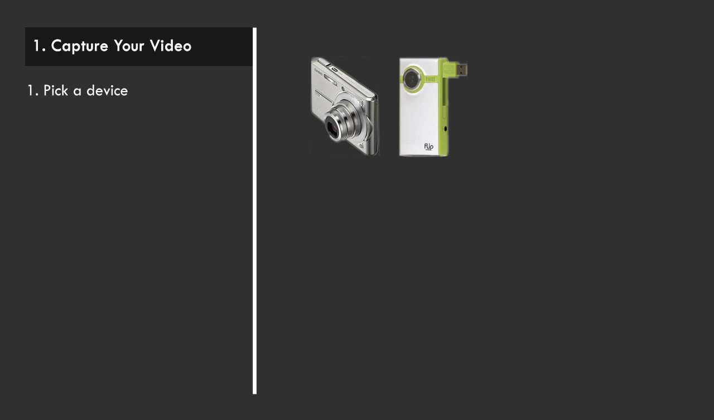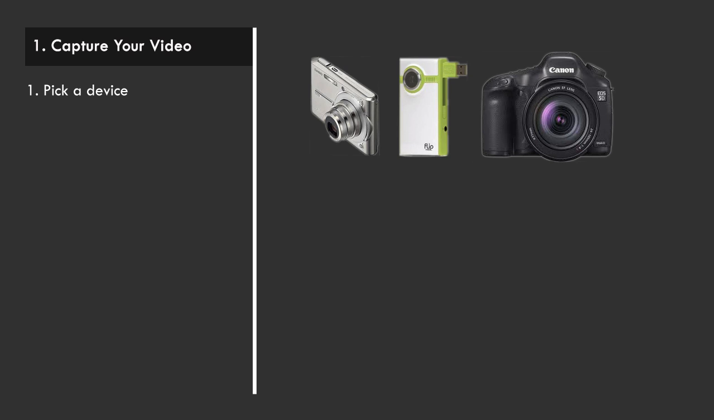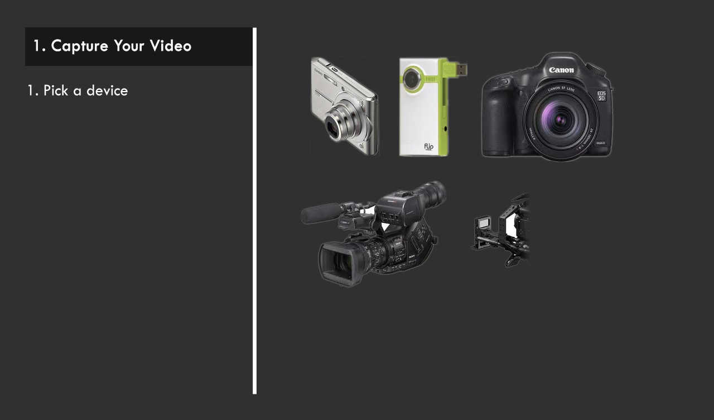Before you can begin capturing your video, you must first pick a device. If you are on a very low budget, choose something like a digital camera that can shoot video, or a flip camera. If your budget is between $1,000 to $3,000, go with EOS digital cameras like the Canon 5D and the Canon 7D. If your budget is between $3,000 to $10,000, go with one of the higher end video cameras. And if your budget can go up to $50,000 to $100,000, try out the Red One camera.